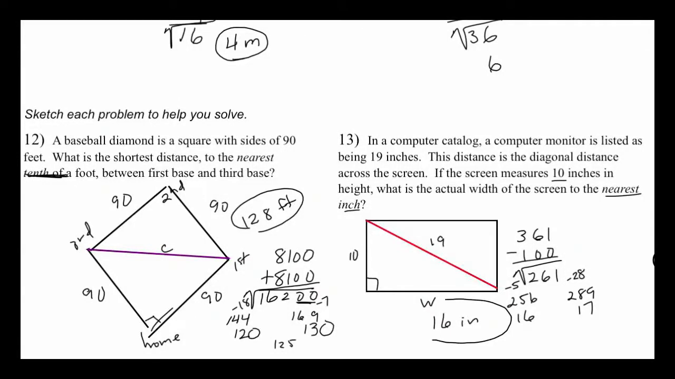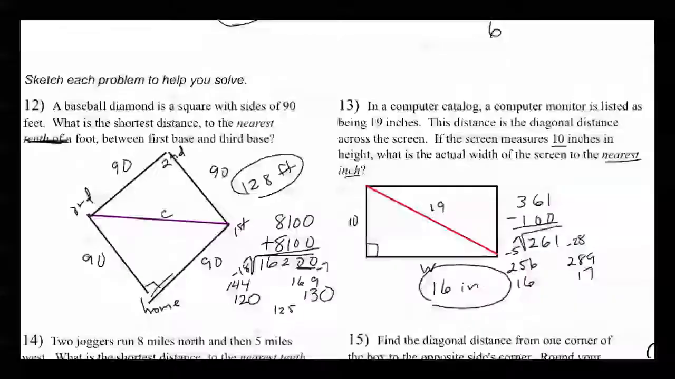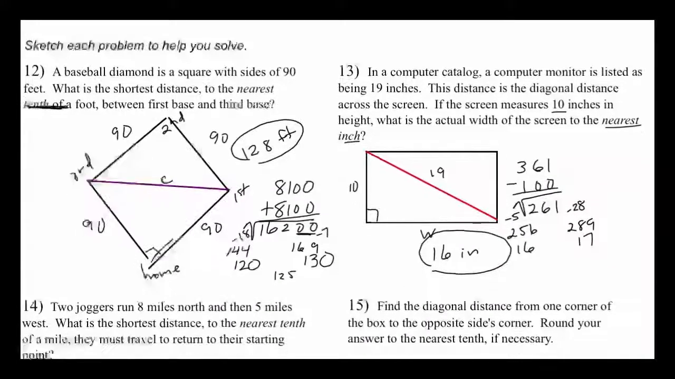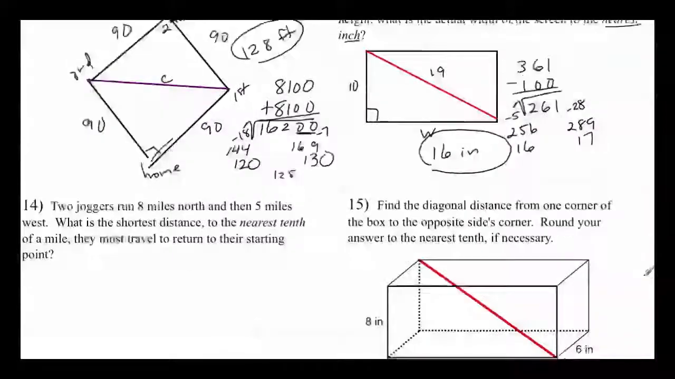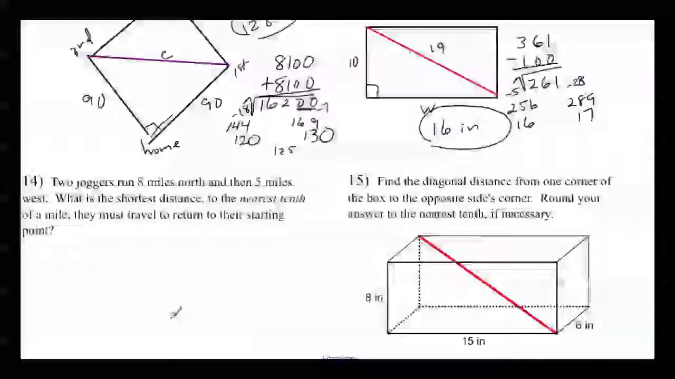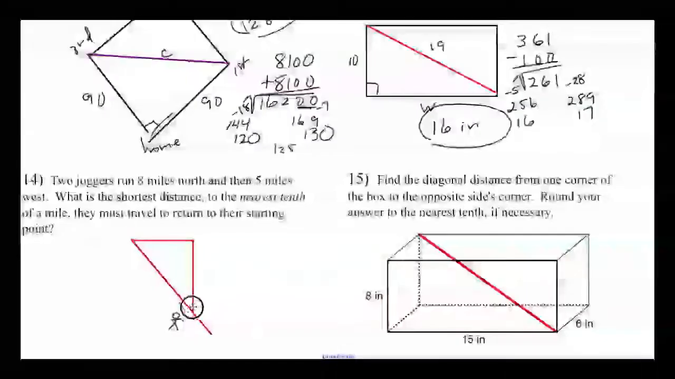Okay. All right. Let's do number 14. 2 joggers run 8 miles north and then 5 miles west. What is the shortest distance to the nearest tenth of a mile they must travel to return to their starting point? Okay, well, here I am, ready to go jogging. So I'm going to go 8 miles north, we know is straight up on a map. Then I'm going to go 5 miles west, which is to the left on the map. And I need to find the distance back home, which would be right there. So we have a right triangle.